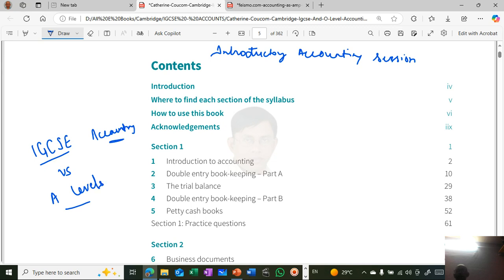In IGCSE we will be discussing all these lessons, including introduction to accounting, where you have the accounting equation and all that. This will not appear again in A levels, I mean AS level. But the concepts you understand here are applicable to the entire accounting subject. So concepts are very important.